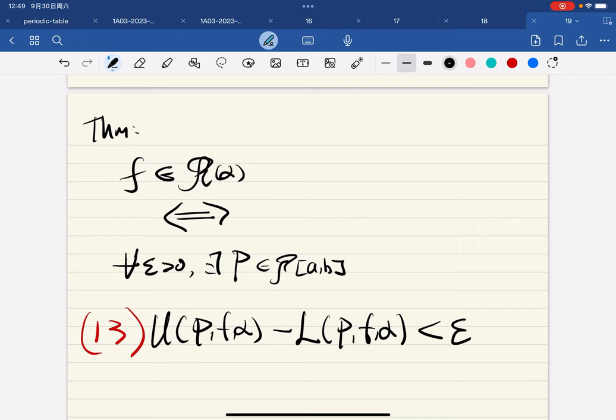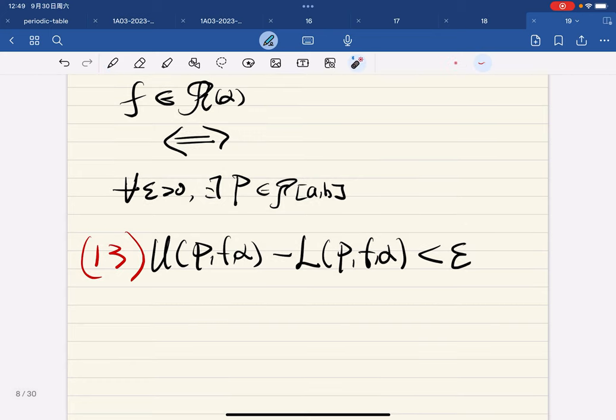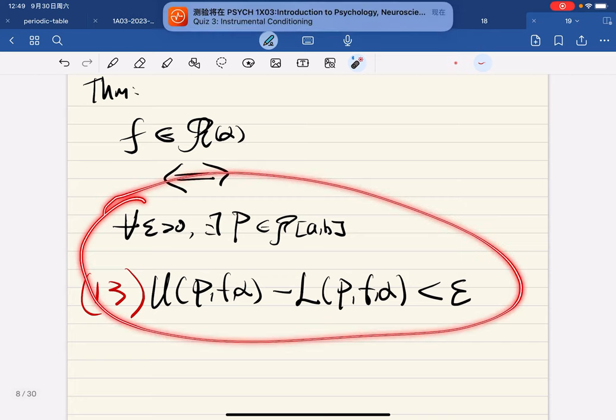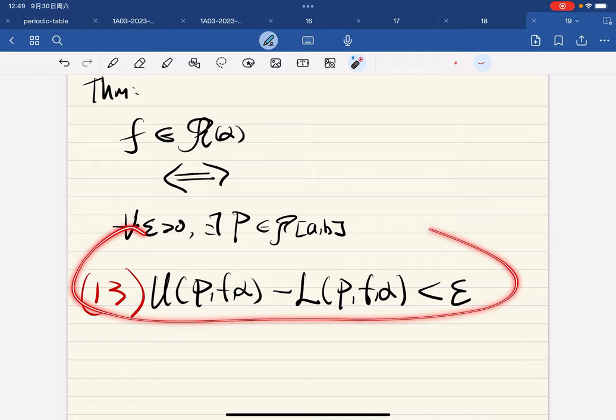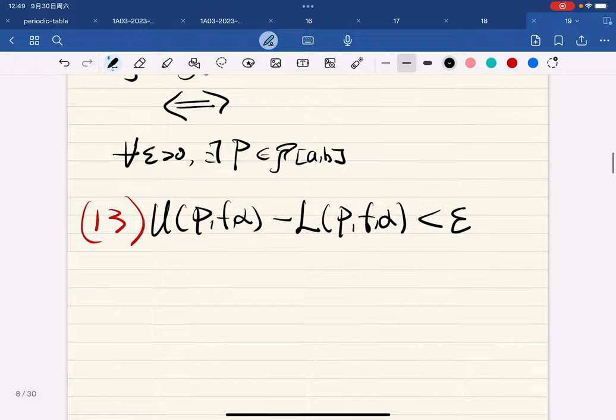Okay, so now we move on. We know that if the integral exists, the condition given is really hard to decide. You have to compute their infima, you have to compute their supremum, and you have to compare them, which is really tedious. But we are given this property, which is a convenient way to determine if the function has an integral, an equivalent condition of being integrable.